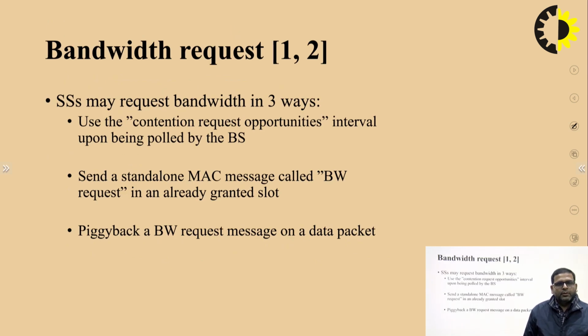Now, the subscriber station may request bandwidth from the base station in three ways. The first is using contention request opportunities in the interval being polled by the base station. The subscriber station may also send a stand-alone MAC message called a bandwidth request in an already granted slot, or piggyback a bandwidth request message on a data packet.